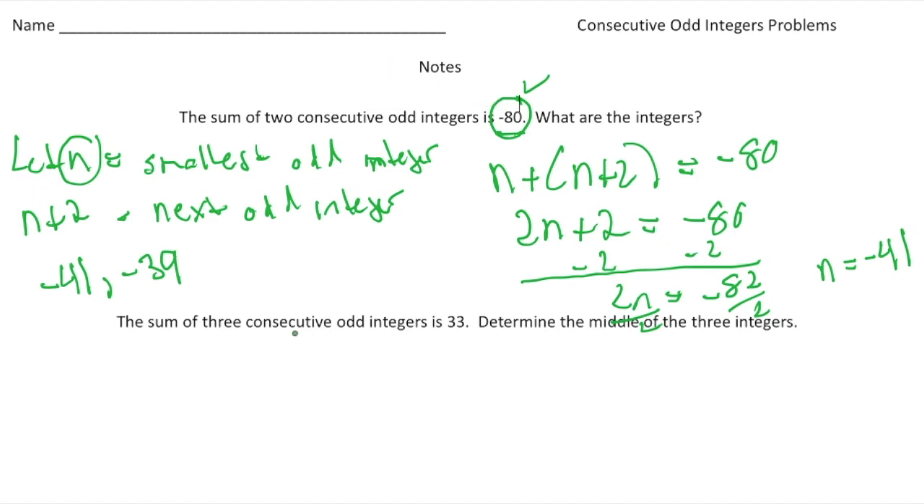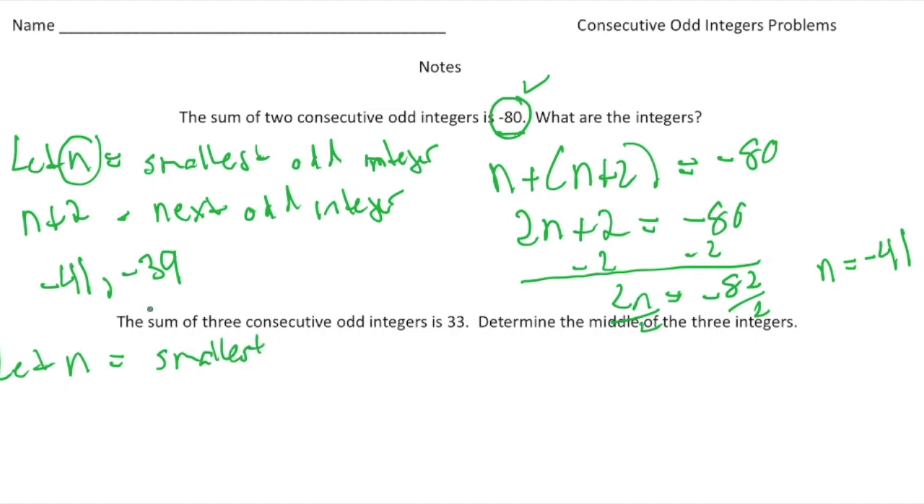Alright, let's do one more of these. This time it says the sum of 3 consecutive odd integers is 33. Determine the middle of the 3 integers. Well, this you really solve the same way except for one additional part. So again, we're going to let n be the smallest.